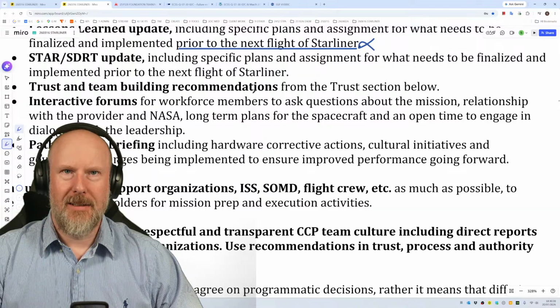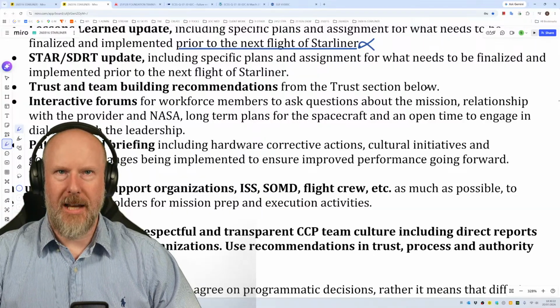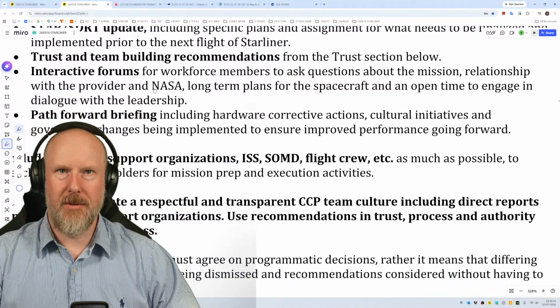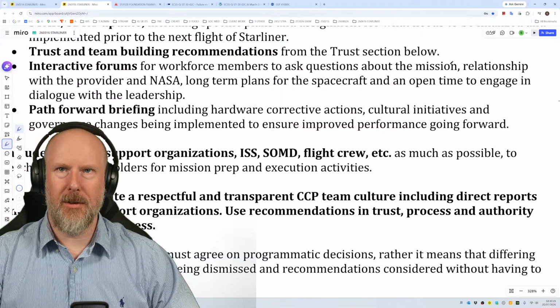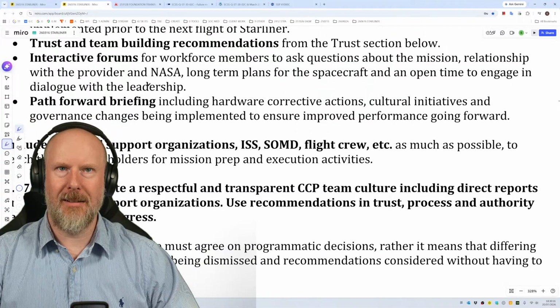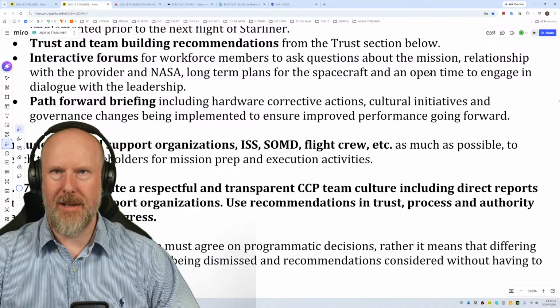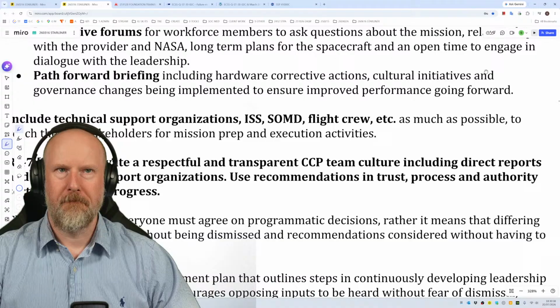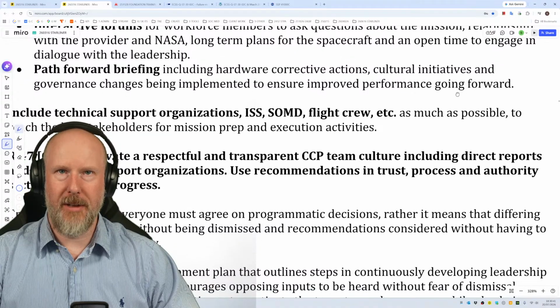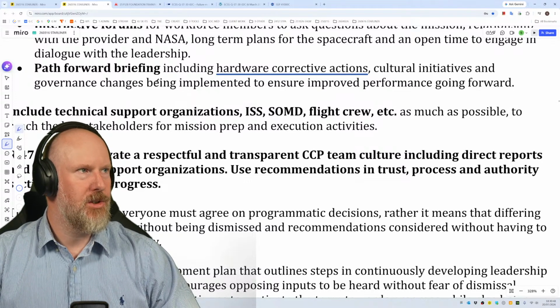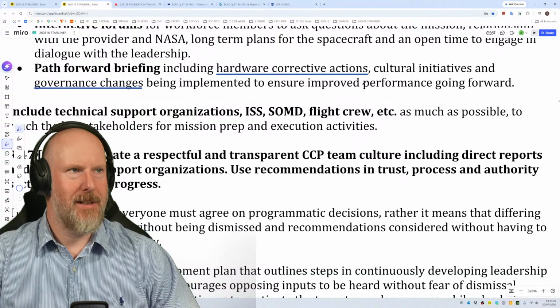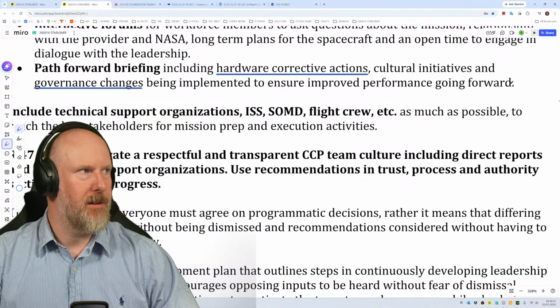Okay, so trust and team building recommendations from the trust section below. Interactive forums for workforce members to ask questions about the mission, relationship with the provider and NASA, long-term plans for the spacecraft, and an open time to engage in dialogue with the leadership. Path forward briefing, including hardware corrective actions, cultural initiatives, and governance changes being implemented to ensure improved performance going forward.